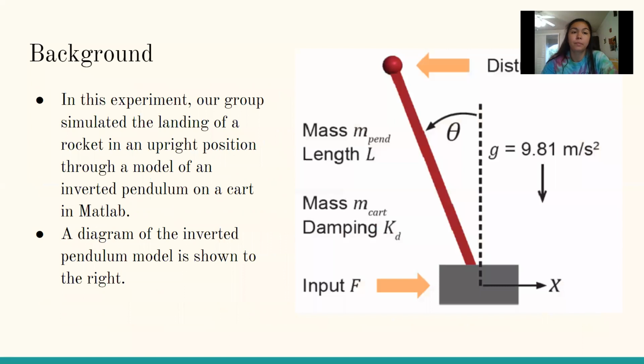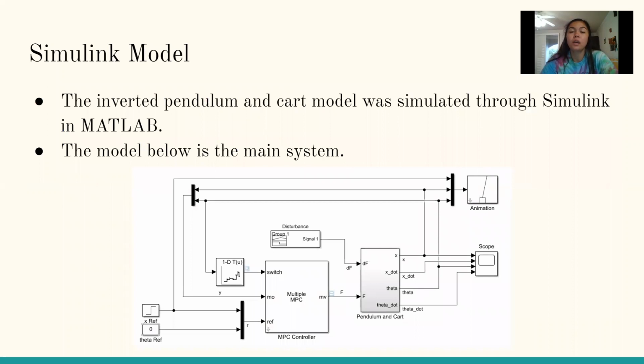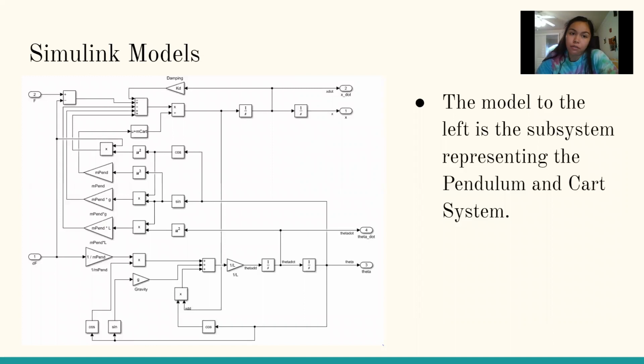In our experiment, we simulated the landing of the Starship rocket in an upright position through a model of an inverted pendulum on a cart in MATLAB. A diagram of the pendulum is shown to the right. The inverted pendulum and cart model was simulated through Simulink in MATLAB, and shown below is the main system used in Simulink. This model to the left represents the pendulum and cart system.